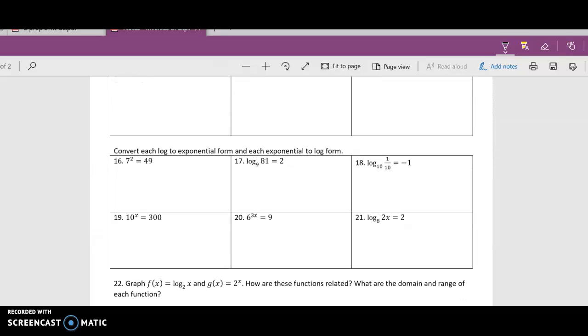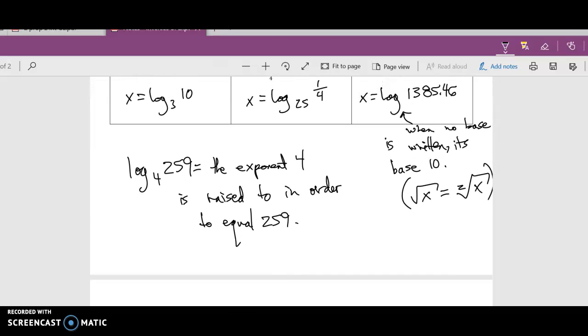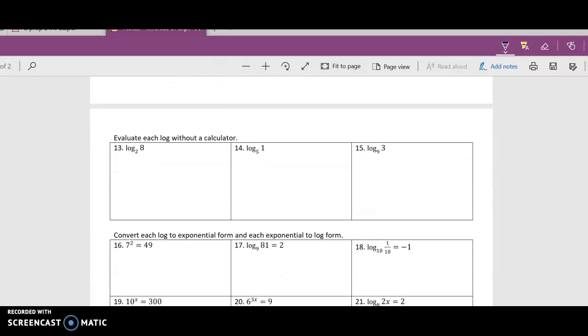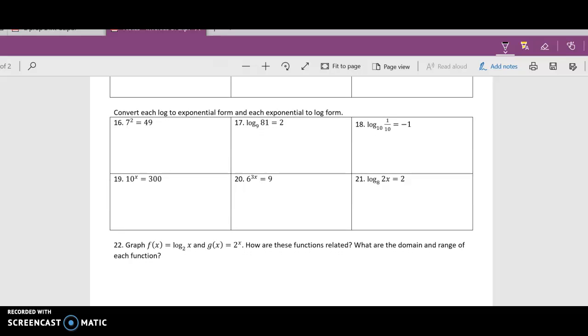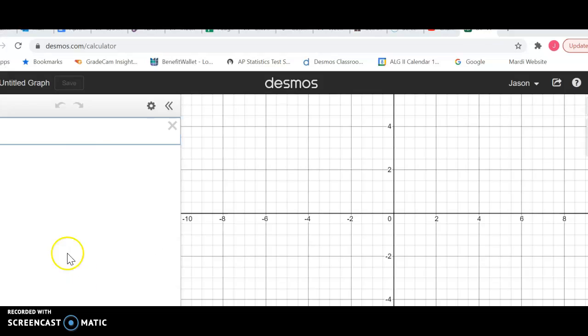Okay. And the rest of these guys are going to be practice, okay? So I'm going to pause this for just a second. I'm going to show you how to use a calculator, even though I don't think you're going to need to know how to graph this. So let's talk about this one on Desmos. Give me just a second. I'll open that up and restart the video.